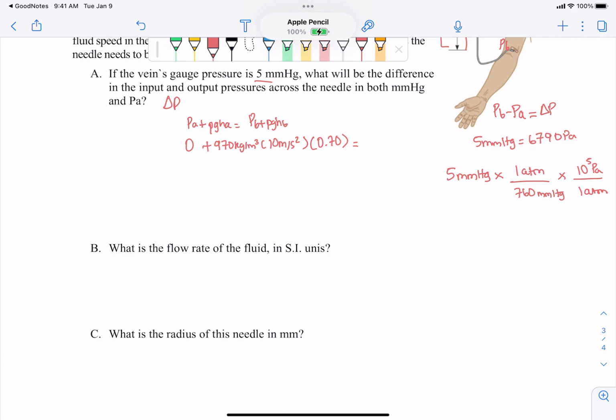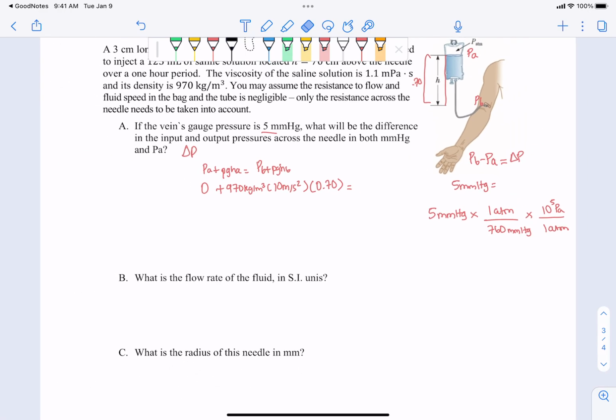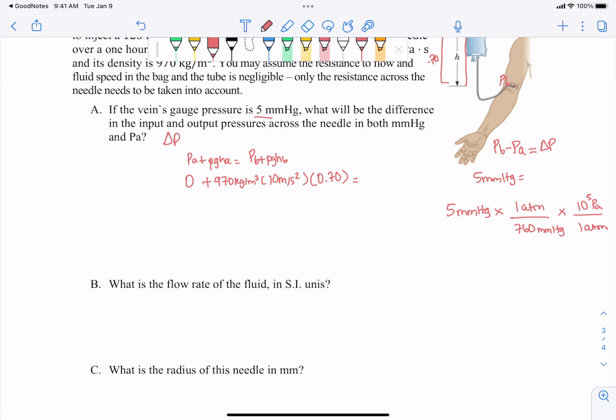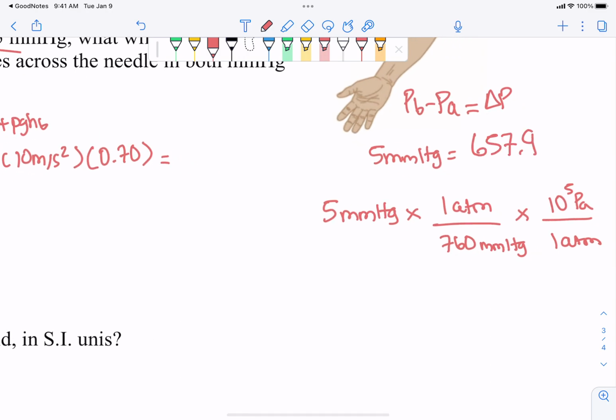I think, yeah. Actually, let me check real quick. My bad, I totally got confused there for a second. So it is not 6,790. 6,790 is actually the answer for the pressure for B. Okay, hold up, I'm just being stupid. 5 over 760 times 10 to the 5th. Okay. Yeah, I got 657.9 as well. So 657.9 pascals, right?